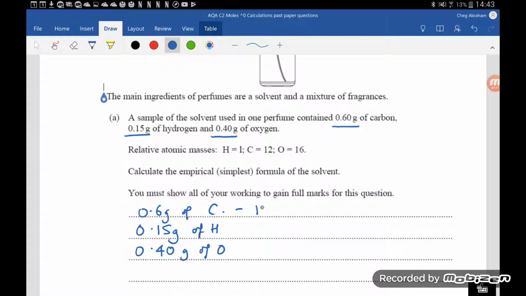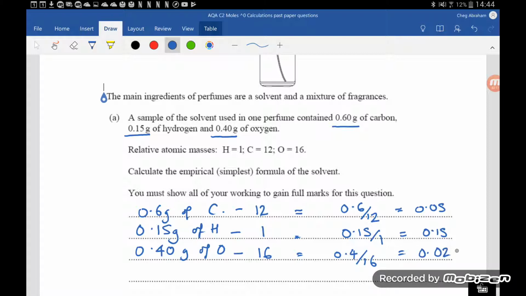Now, carbon has a mass number of 12, hydrogen has a mass number of 1, and oxygen has a mass number of 16. So if we want to get moles, we divide 0.6 by 12, which gives us the number of moles of carbon: 0.05 moles. We've got 0.15 divided by 1, which equals 0.15 moles of hydrogen. And we've got 0.4 divided by 16 for oxygen, because that's the mass number, which equals 0.025.